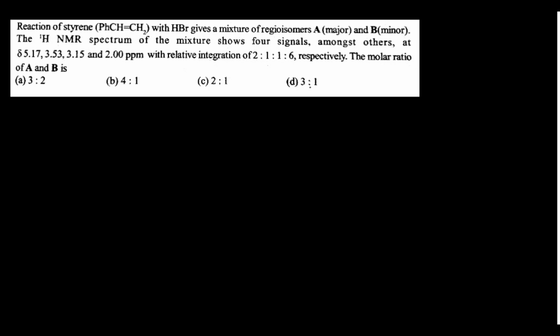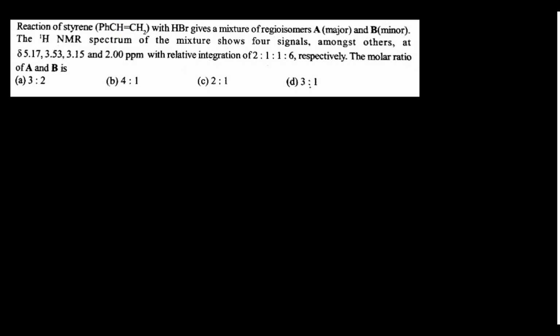So how can we solve such a question? First of all, you should check the question. Reaction of styrene. So this is styrene, benzene, CH double bond CH2. You know the styrene monomer. When you polymerize this styrene, you will get polystyrene, and that polystyrene is used for the manufacturing of water repelling clothes, right?